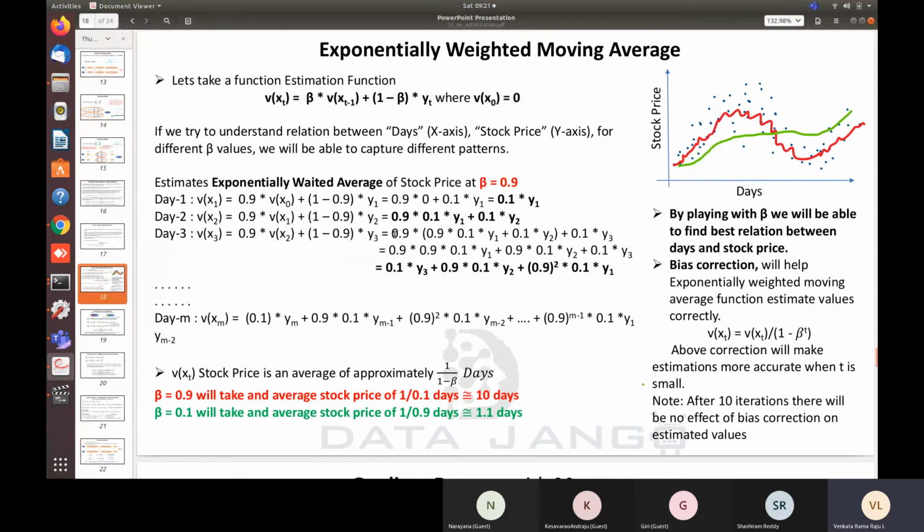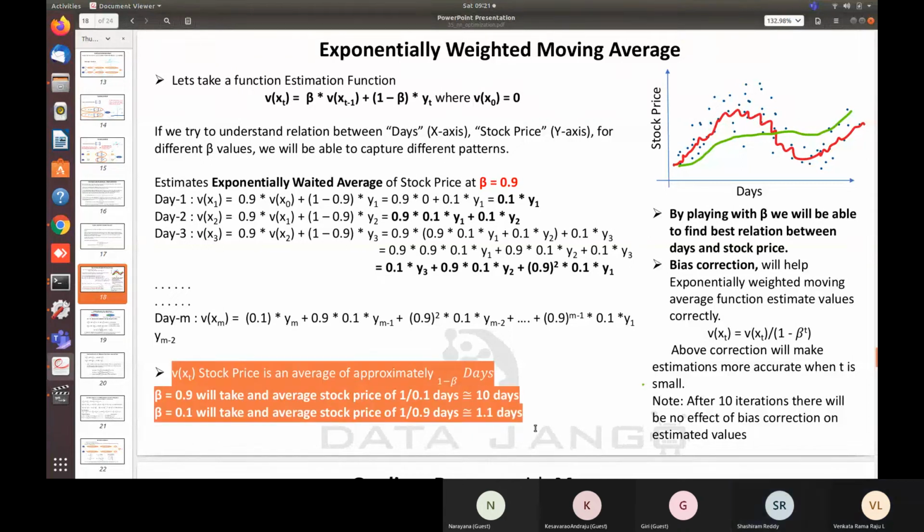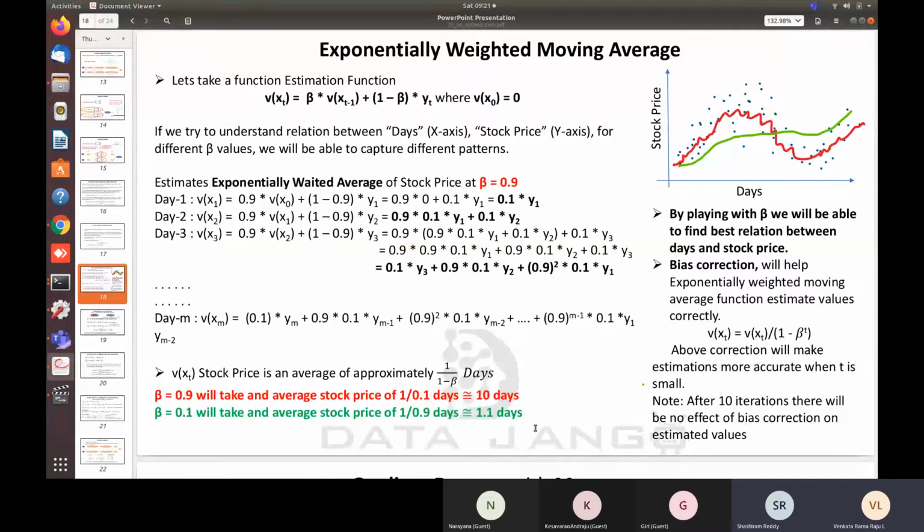Got it? That is momentum. Any questions here? Any questions? Last two statements, sir. I was actually thinking if the beta value is more, it takes fewer days of data to predict. This is the formula: 1 by 1 minus beta days it will consider.